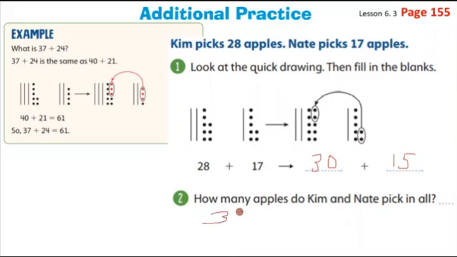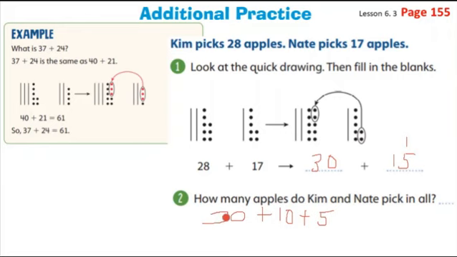We can also write that as 30 plus 10 plus 5. Wait a minute, Mr. Woods, where'd you get that? 10 plus 5. Well, 10 plus 5 is equal to 15. You see that? It's because I have 1 10 and 5 1s. So 10 plus 5 is equal to 15.